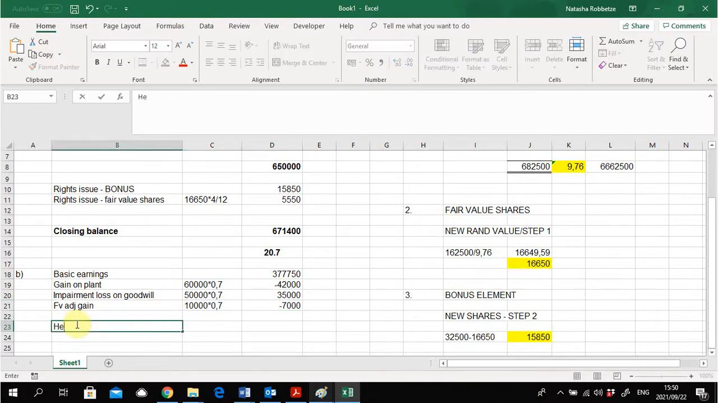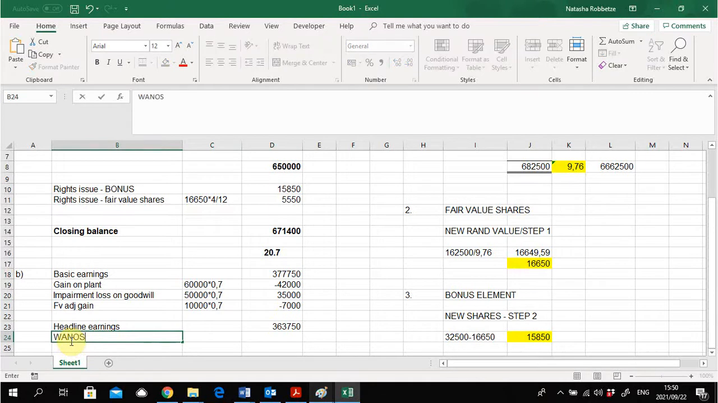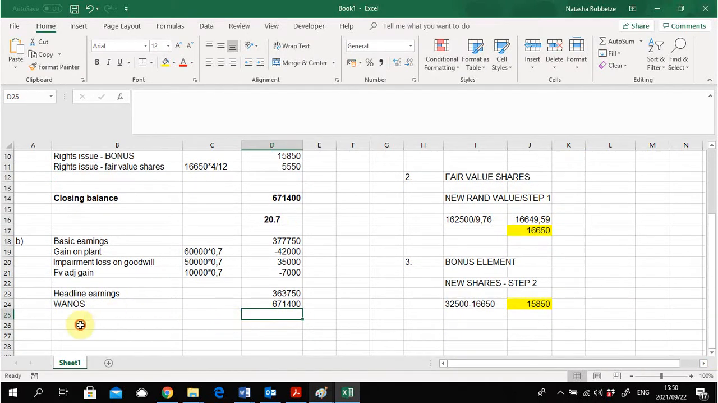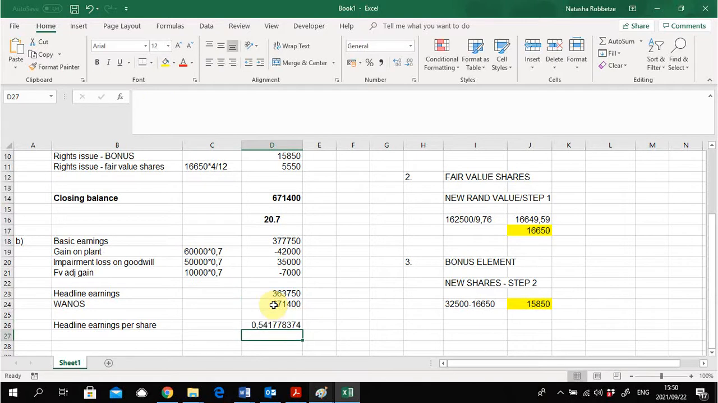And now we can get to headline earnings. Right, then we take our weighted average number of shares. And we can get to headline earnings per share, which is then the headline earnings divided by the weighted average number of shares. And because it's a rand value, it's rounded to 2 decimal places. And that gives us then 0.54 Rand of headline earnings per share.